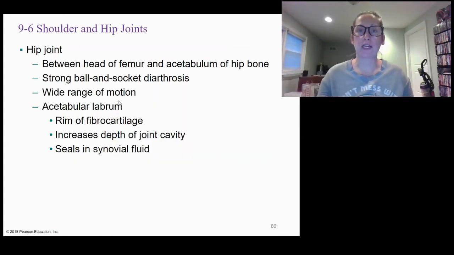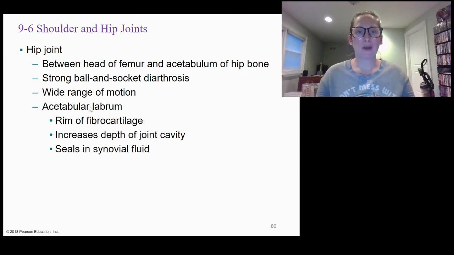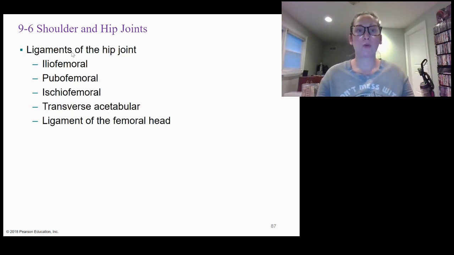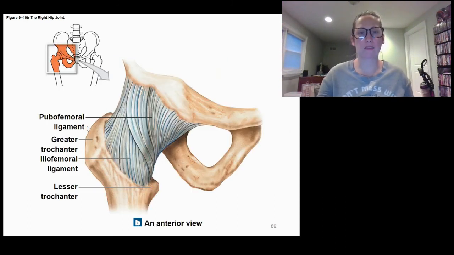Last but not least is our hip, strong ball and socket joint. You do still have a wide range of motion here, but much less so than we saw in the shoulder. You also have a labrum here. Again, that piece of fibrocartilage is just going to kind of buffer within the acetabulum. You have numerous ligaments again within the hip itself. So there's that acetabulum. Let's get to those ligaments.